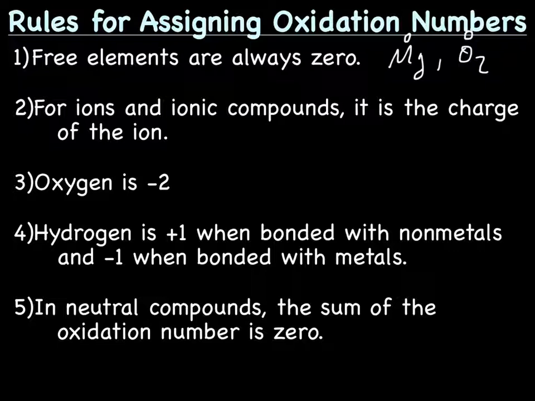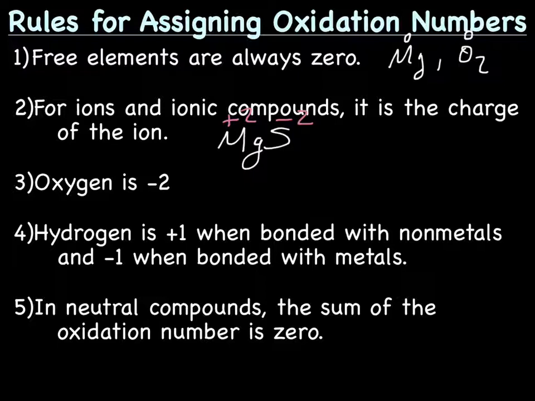For ions and ionic compounds, the oxidation number is the same as the charge of the ion. So for example, we'll use the example we were just working on. If we had MgS, the oxidation number for Mg is +2. The oxidation number for S is -2. Because Mg has a 2+ charge, S has a 2- charge in this ionic compound.